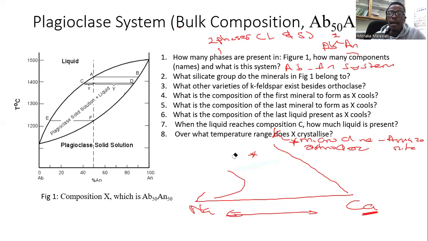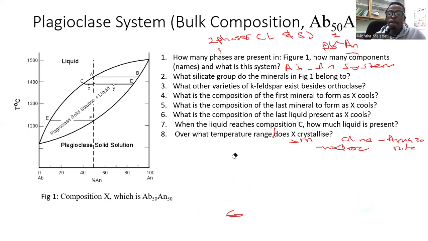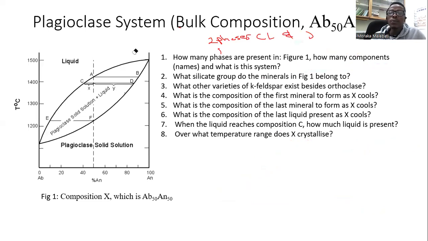All right, let's move on. So what is the composition of the first mineral to form, the first crystals? Remember, we've got this bulk composition of 50% albite and 50% anorthite. So we lower the temperature to this point A, and then the first crystals will form here. But where do we read its composition? We say the crystals, we read their composition along the solidus line.